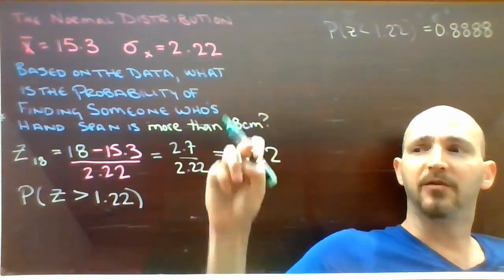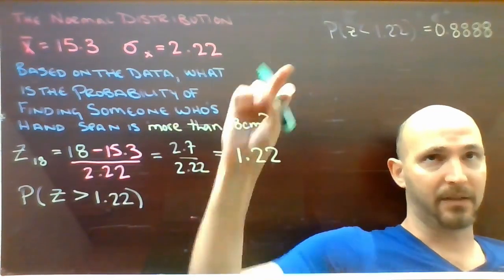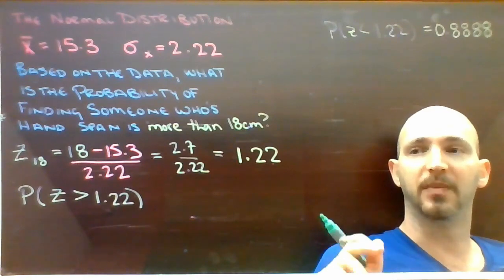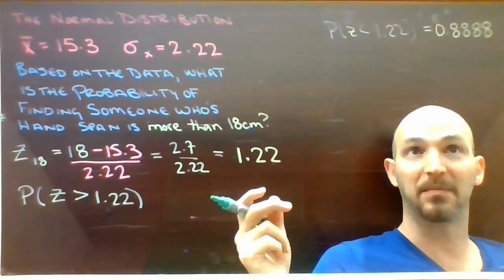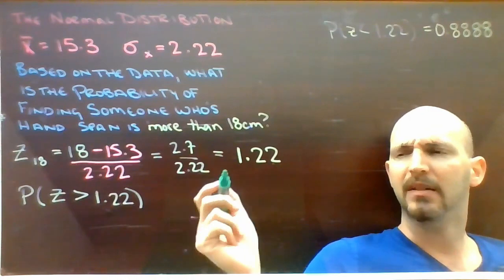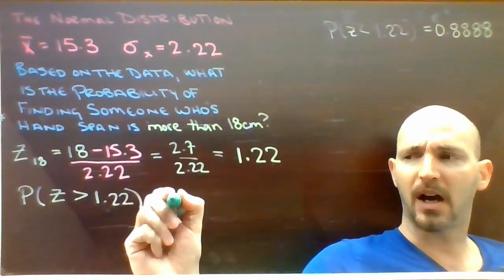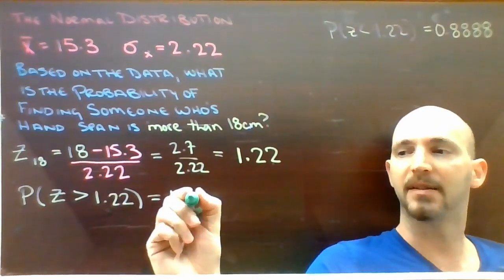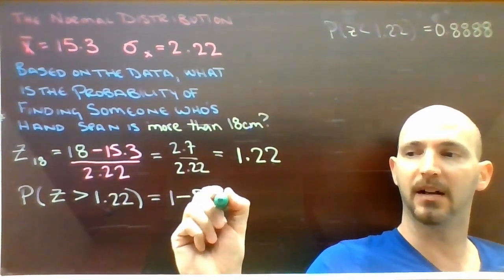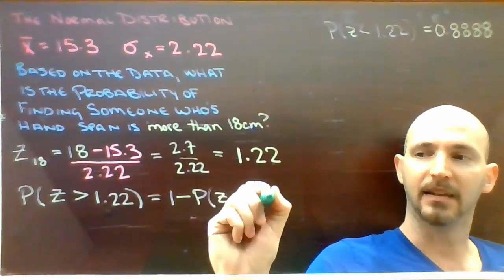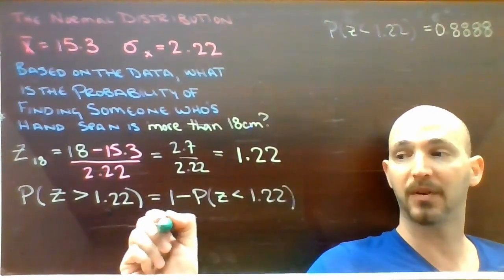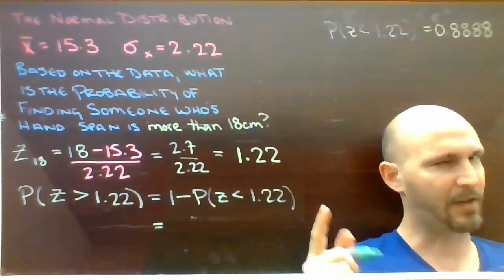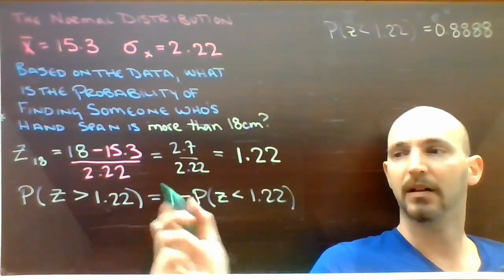If the probability of being under 18 centimeters is 0.8888, then the probability of being over 18 centimeters must be whatever's left. So if I take 100%, a 100% chance of finding someone with a hand, and subtract from it the probability of them having less than this z-score, I would end up with the answer to how many of them have more than that z-score. You'll have to maybe let that roll around your brain a bit.